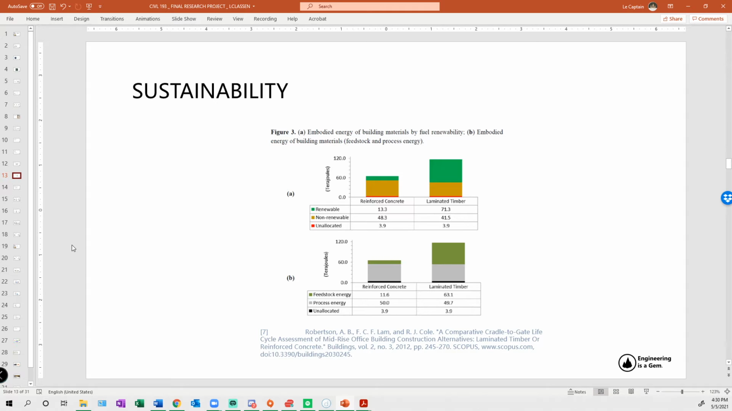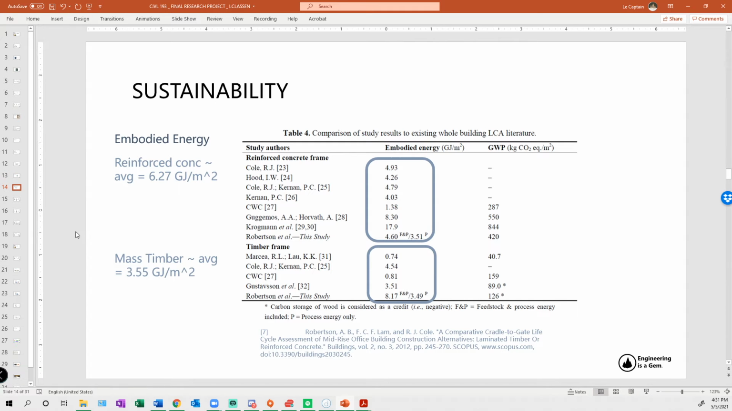So embodied energy is essentially all the energy that is natural resources and that is required to produce the material. As you'll notice, laminated timber takes a lot more feedstock energy, so the raw materials to power your machines. But of that energy, the majority of it is renewable. So if you were to chop off these green parts, you would see that in the long run, energy-wise, again, timber wins. This is, again, further substantiated by that same research article, which shows a longitudinal study.